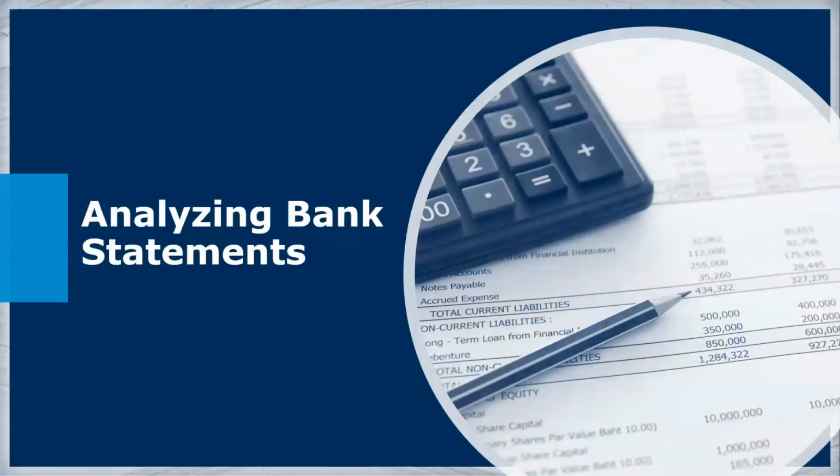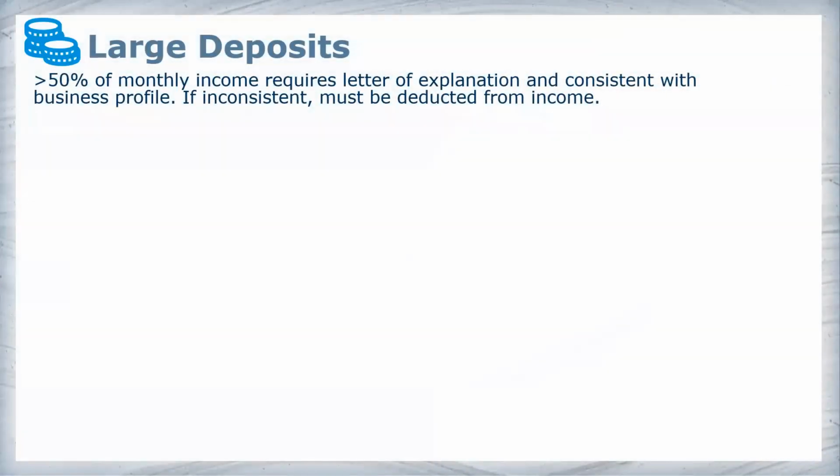So let's get into analyzing your bank statements. We'll start by talking about if you have a borrower who has large deposits. Large deposits are considered greater than 50% of their monthly income. So if large deposits are present, a letter of explanation is required and it must be consistent with their business profile. If it's inconsistent, it must be deducted from deposits and not included in the income.